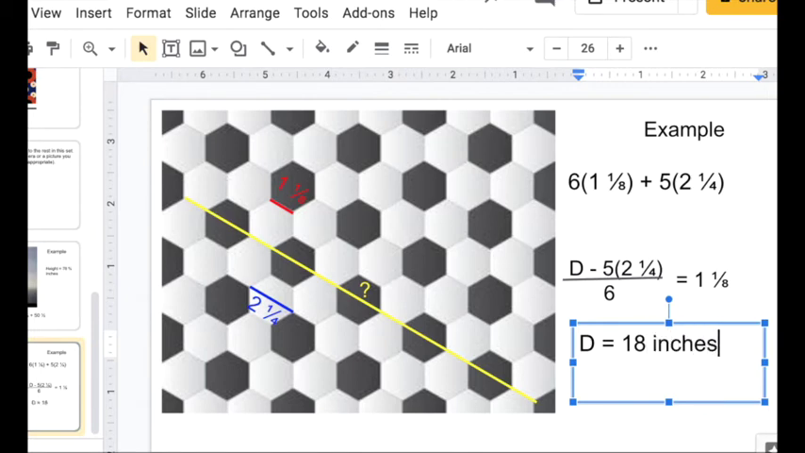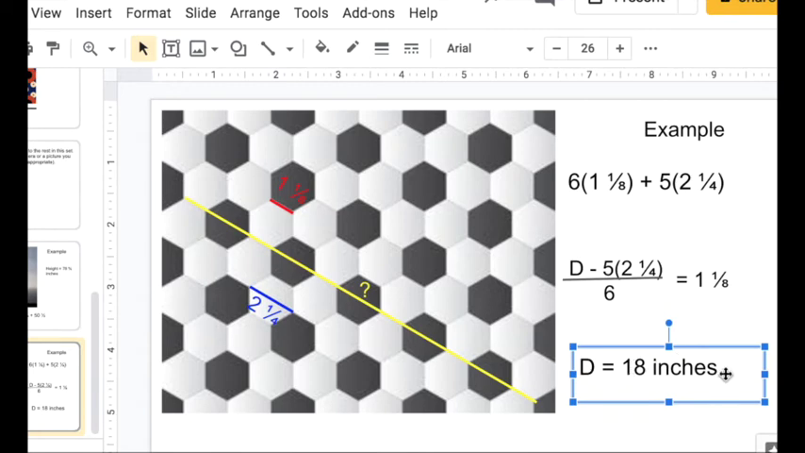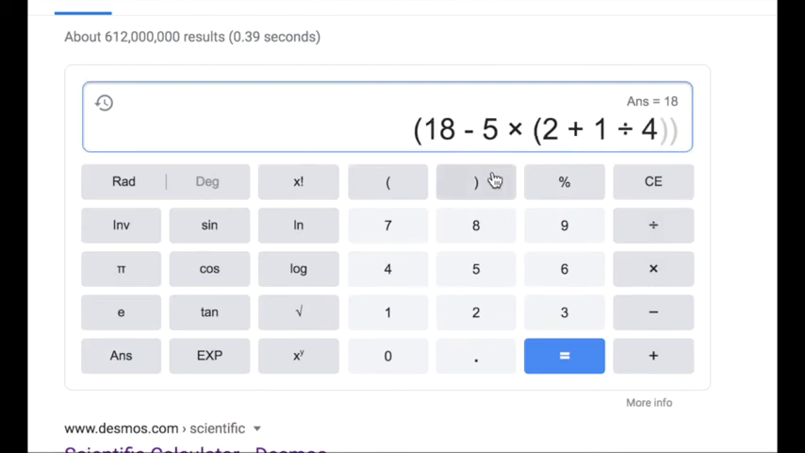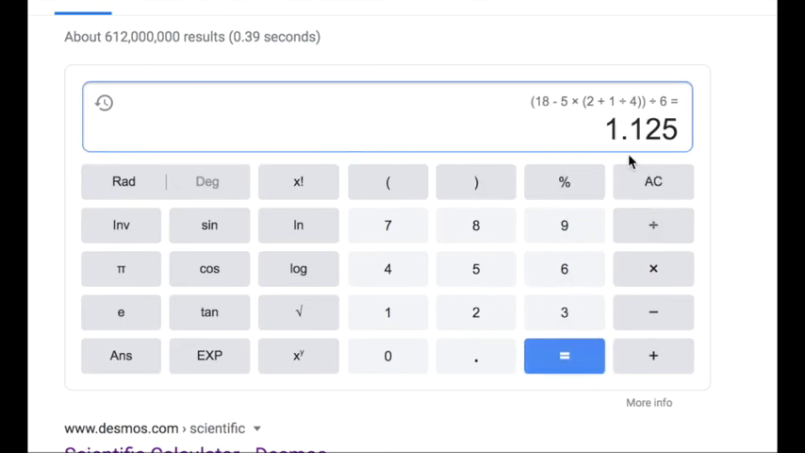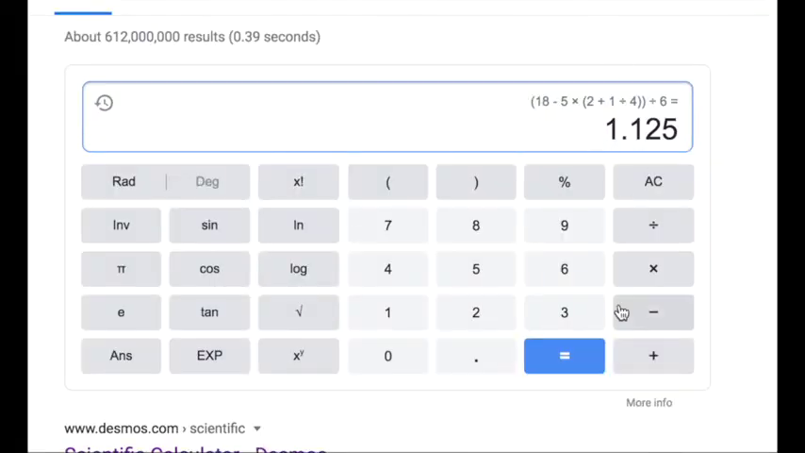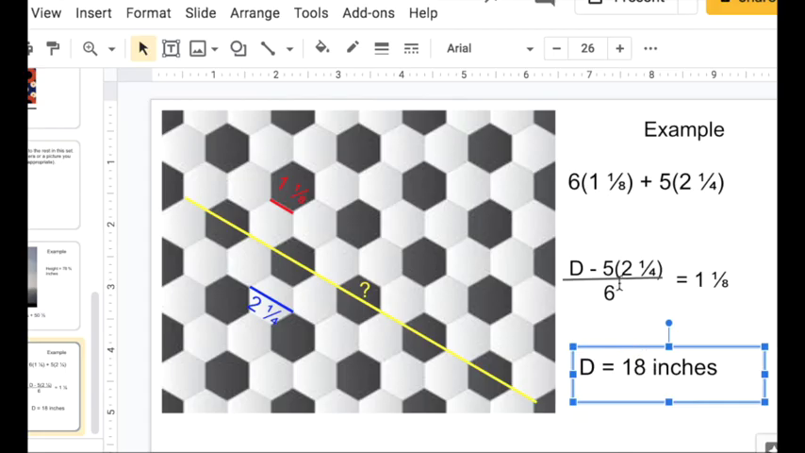And if I'm not sure if my algebraic expression was correct, I can test it with this. So if I do all of this math, 18 minus 5 times 2 1/4, all in parentheses, all of that divided by 6 equals 1.125. Ooh, you would have to know how to convert your fractions to decimals to know if that's 1/8, but you could test it. 1 divided by 8 is 0.125. All right, so we're all good. 18 solves both of these.